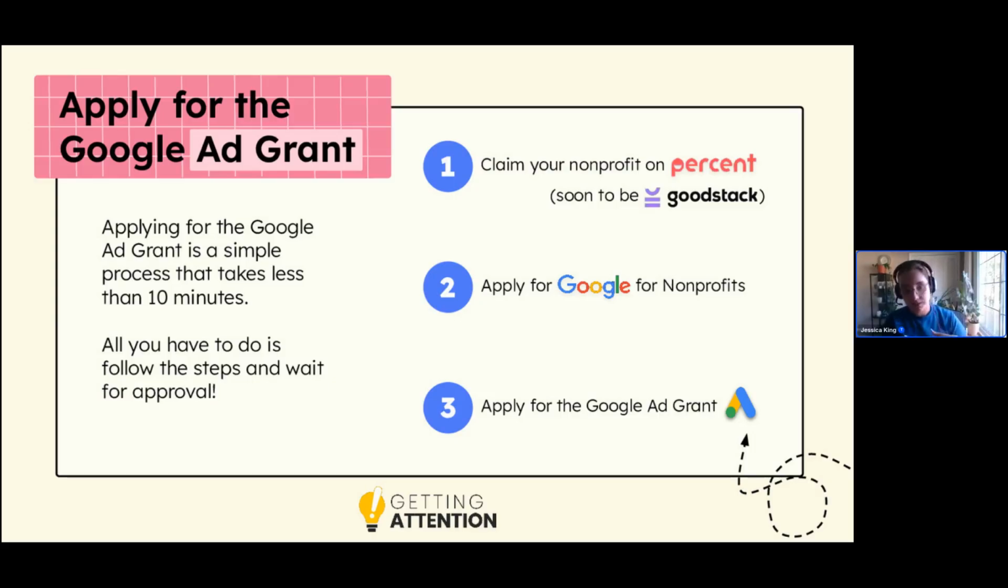And so it's kind of a three-step process. Basically between each step, you're going to wait for approval, wait for some confirmation. So the first step, and technically this one is optional, but I do recommend it because I've found that it smooths the way for the rest of the steps in the process, is claiming your nonprofit on Percent. They have really recently rebranded to Good Stack, so you can get there either way. But basically, they are the validation partner. You can kind of think of them as a background checker for Google.